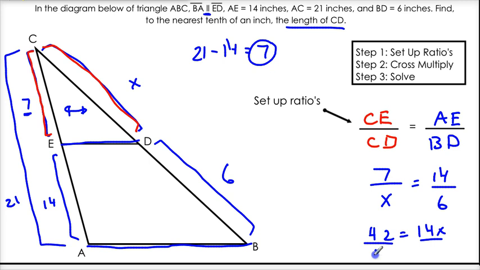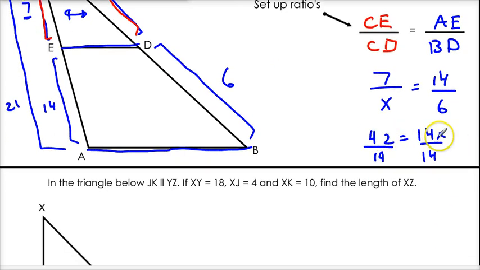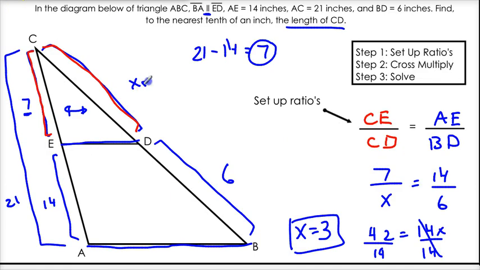Divide both of these by 14, and I know it says find it to the nearest decimal, but you know what? This works out perfectly because when we divide that, boom, we get x equals 3. That is a beautiful job. So the length of CD is 3.